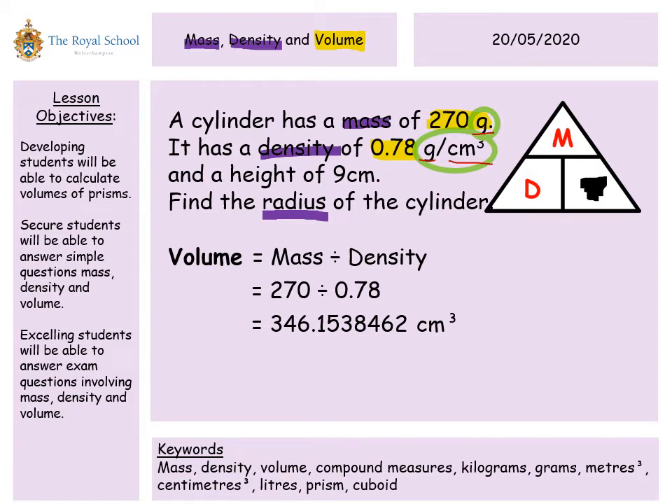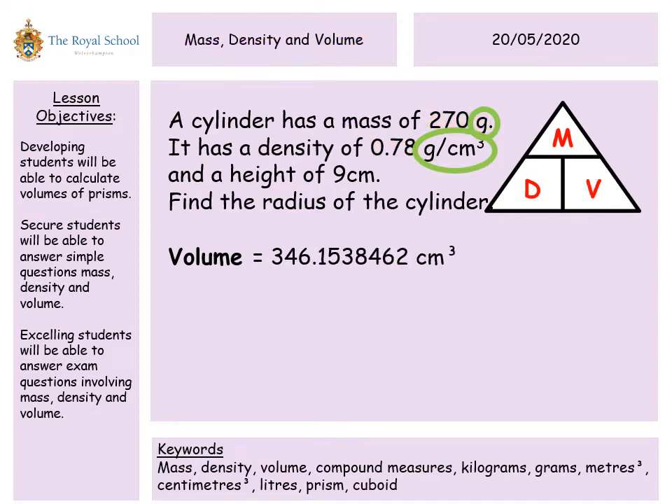Well, we now have an answer for the volume of a cylinder, so we've now got to apply that to the volume formula for a cylinder. So volume of a cylinder is pi times the radius squared times the height of the cylinder. Have we got any more information about this cylinder? Well, yes, we've got the height given to us. Height here is 9, so we can replace h with 9.